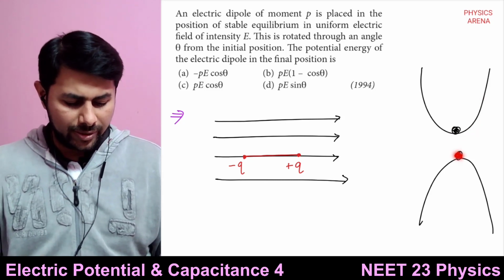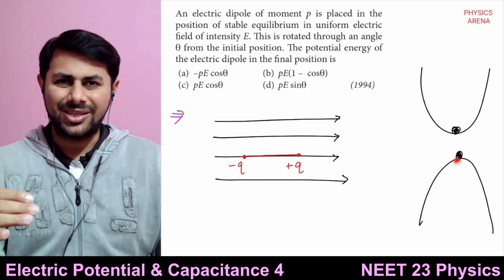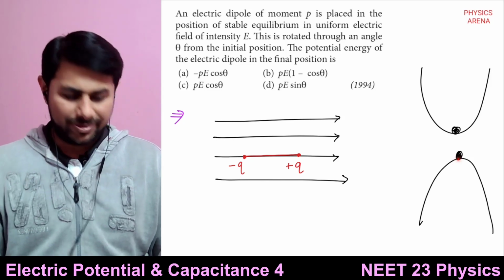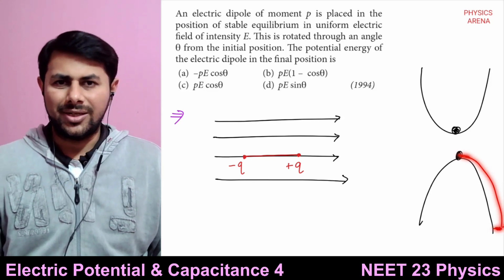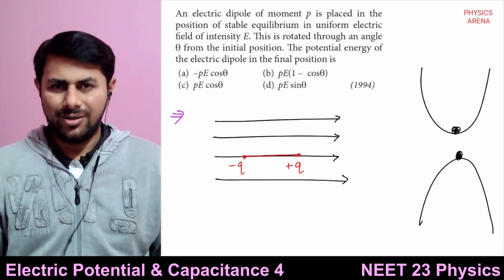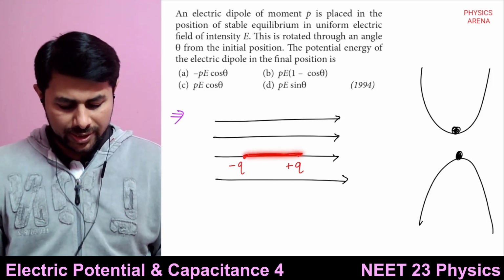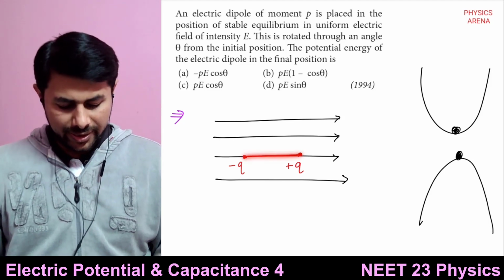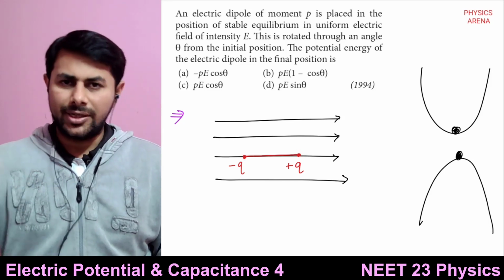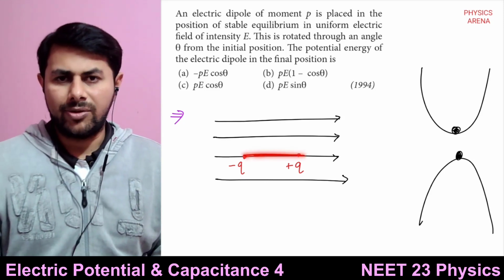If you displace this one, this is at the highest position. That means its potential energy is maximum. If you displace it, it will fall. So its potential energy will become minimum, right? So what is minimum of potential energy for a dipole in external electric field? It is this position. It is along the electric field. So this is known as stable equilibrium.